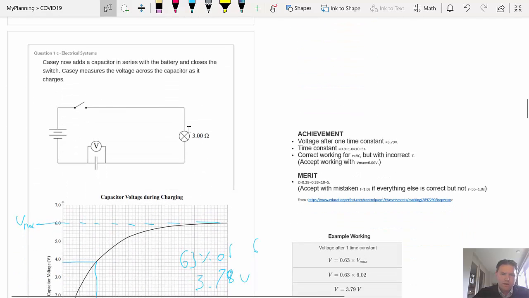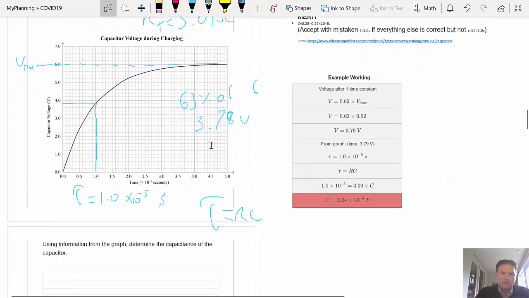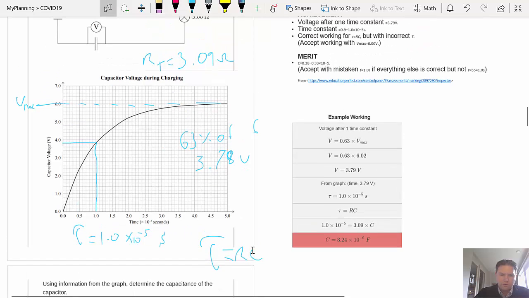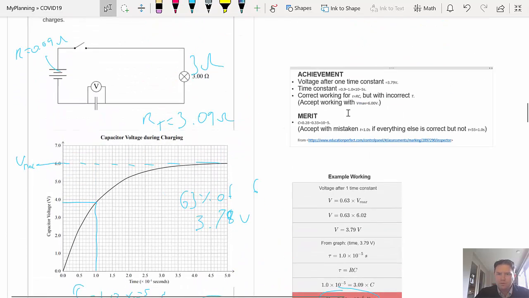We know from up here that there is a 3 ohm resistance, and it's already told us that there's an R of 0.09 ohms in there, and so R total is going to be 3.09 ohms. Then we're going to use tau equals RC. We know this is 1 times 10 to the minus 5 equals 3.09 C, and so you should get this number here, and that was worth, again, a merit.